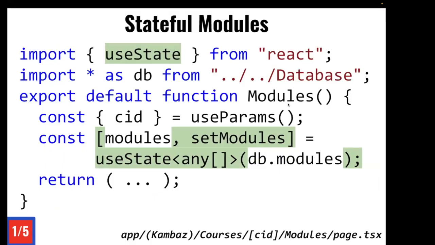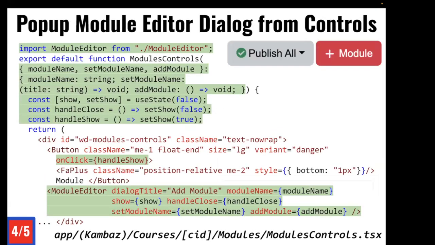If you remember, in modules, the left side is the course navigation, and then you have the modules. In the modules, you have the list of modules down below, but at the top, you have these buttons. And so this is the button that is going to cause the module editor to trigger, to display.